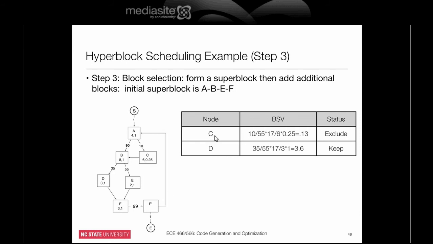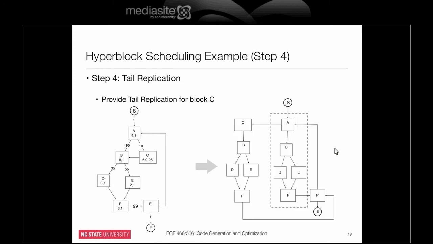Okay, and then the question is, what do we do with C and D? So we can calculate the block selection value for C, and when we do that, we're going to get something like 0.13, and so we'll exclude it. And when we calculate it for D, we get something like 3.6, so we'll keep D. And that leads to this overall code structure. We have A, B, D, E, and F as our hyperblock, and then we have to tail replicate the code from C on.